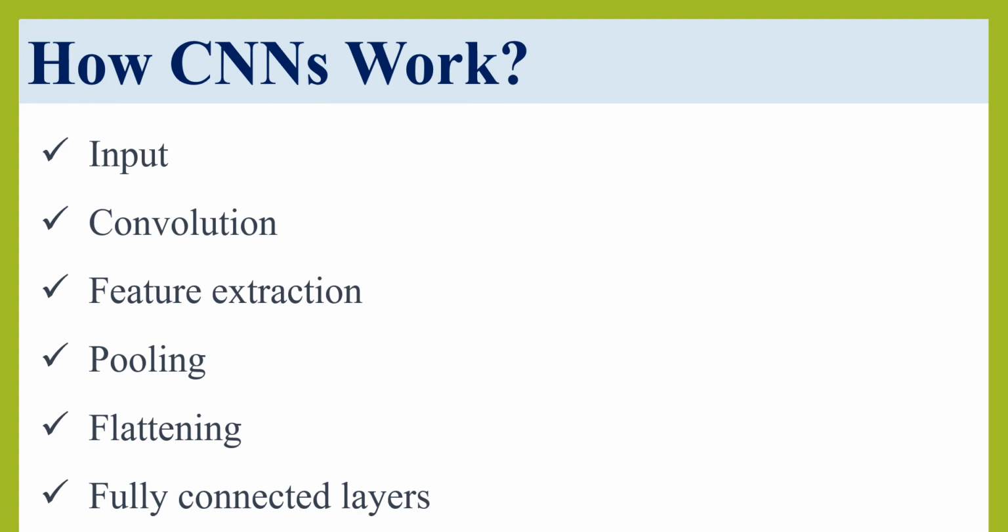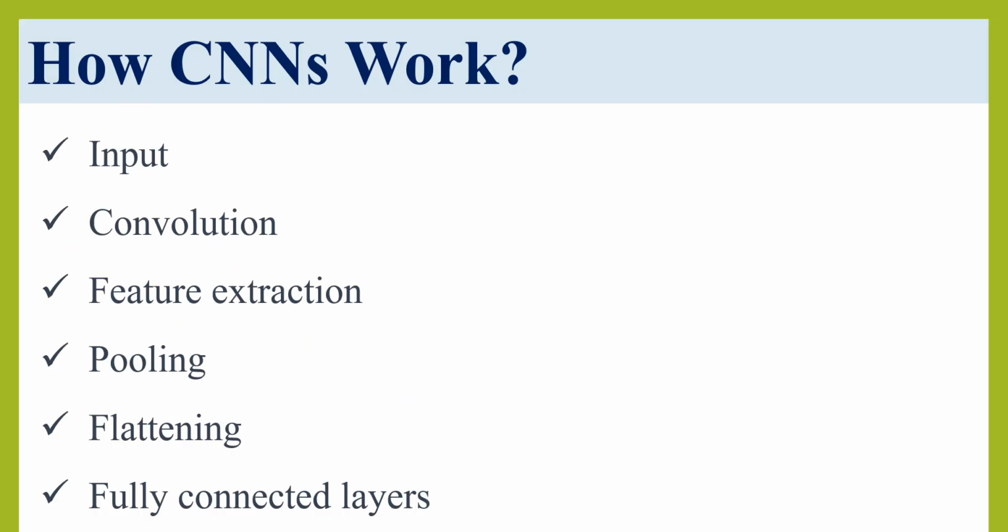Then the machine looks for patterns in these small parts like the shape of the cake, the color of frosting, or the texture of the crumbs. It is like the machine is saying, oh, I see a round shape and it's brown on the top. That might be a cake. Then in pooling, the machine takes these patterns and simplifies them, like summarizing a long story into a short paragraph. This helps the machine focus on the most important features.